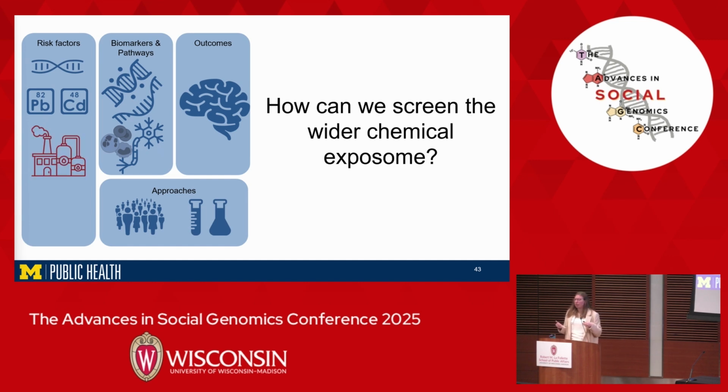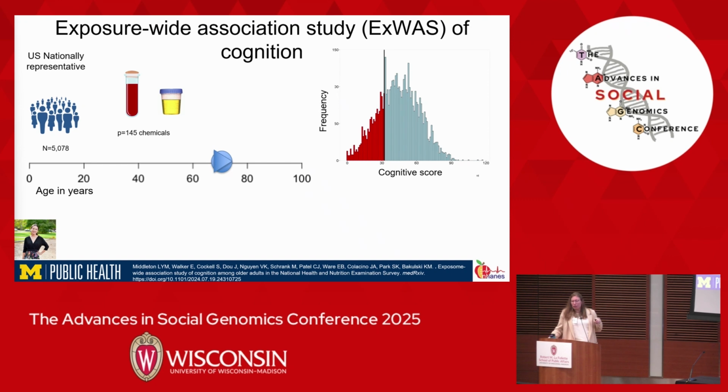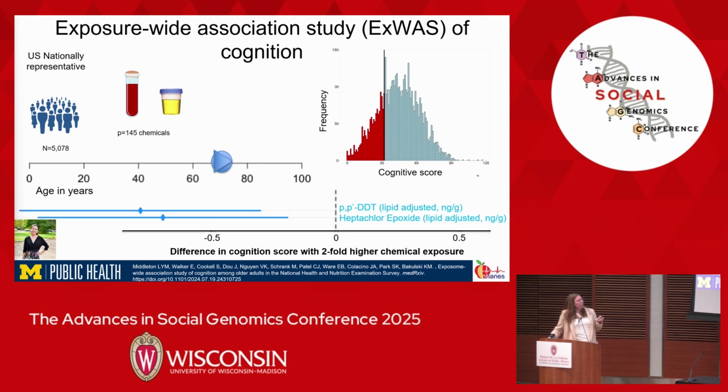Here I've been kind of cherry picking chemicals, where you want to start in an area that you think you're going to see a strong effect, but can we look more widely to investigate the chemical exposome? So here we did what's called an exposure-wide association study of cognition, where we were looking at people in the National Health and Nutrition Examination Survey. We're looking at over 100 chemicals, and we just cross-sectionally looked at cognitive status among persons ages 60 and above. And we saw that there are some chemicals, here are two major pesticides, that are associated with lower cognitive status.